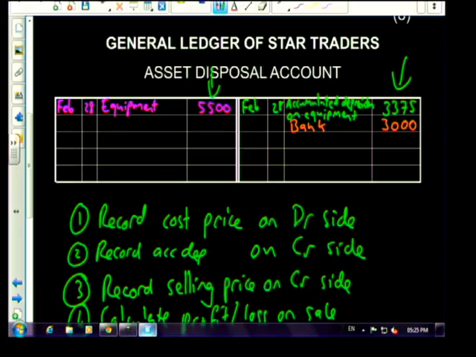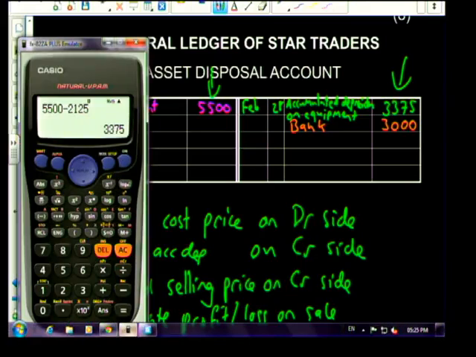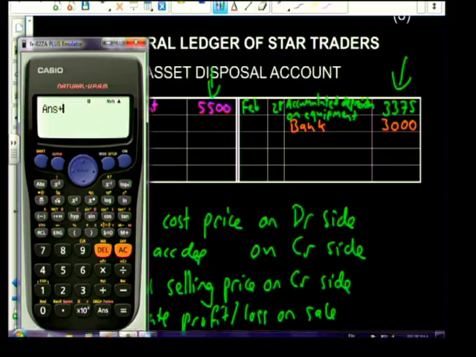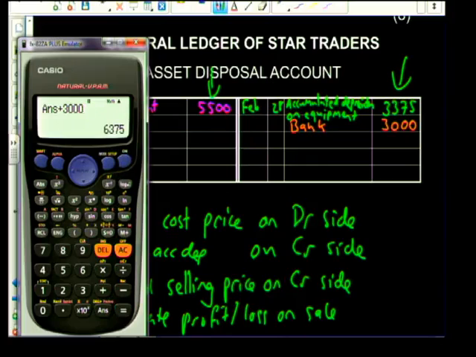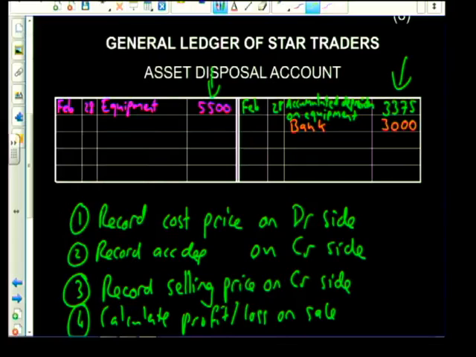So what we need to do is take the bigger side, which is this 3,375 accumulated depreciation on equipment. It's still in my calculator. I'm going to add to that the amount that I've received in the bank, which is 3,000 Rand, and I'm going to get a total of 6,375. So this 6,375 is the total on the credit side. That's clearly bigger than the 5,500 that I have on the debit side here. So I will balance the account out by writing 6,375 here as well, and work out the balancing figure here.